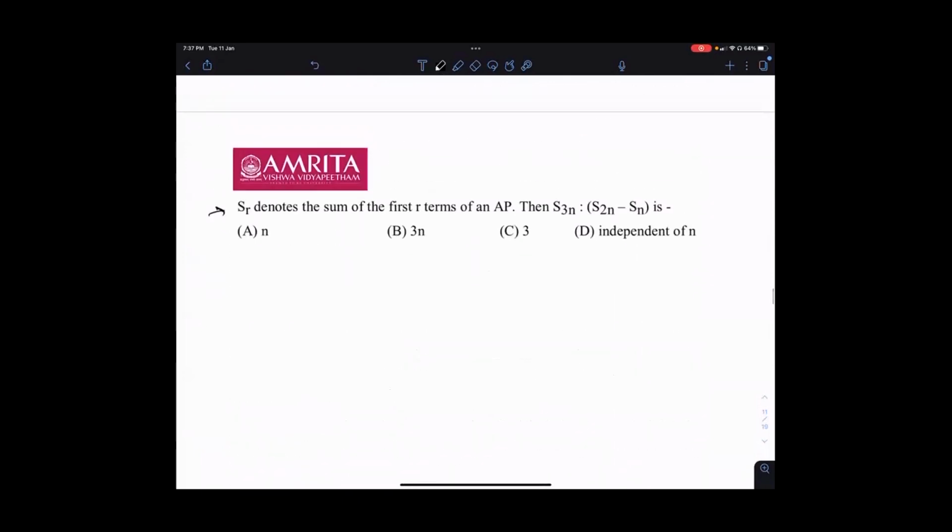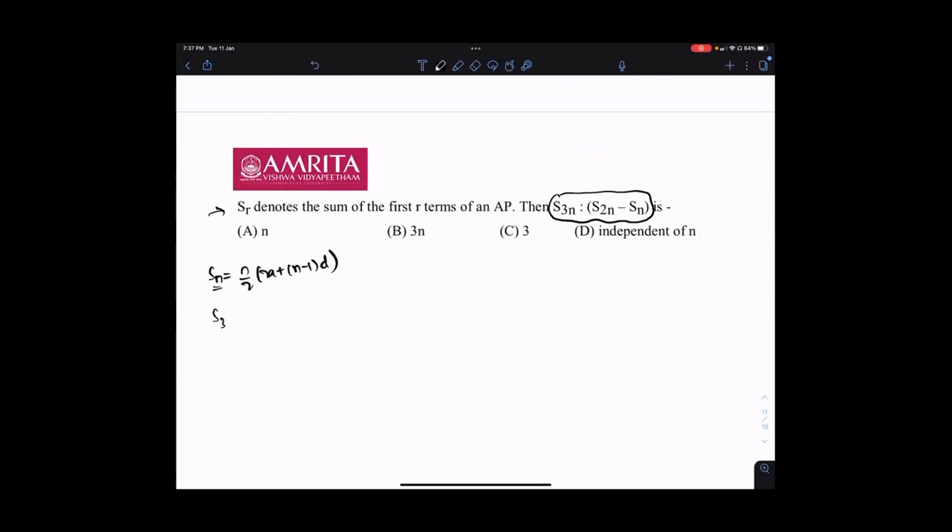But actually, this question, if you start applying the formula for the sum of the first 3n terms, because we know the formula is n by 2 into (2a plus (n minus 1) into d). Now, if you apply the formula, S3n means instead of n, you have to write 3n. But it will go lengthy.